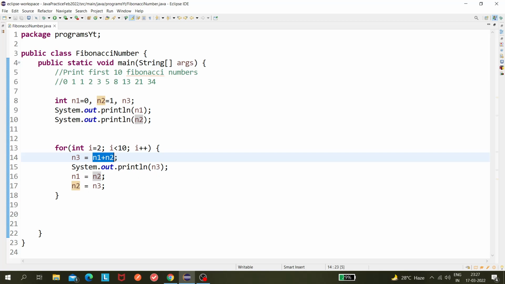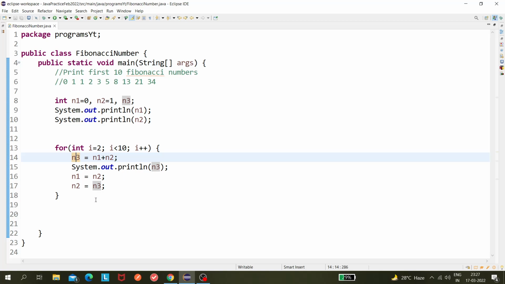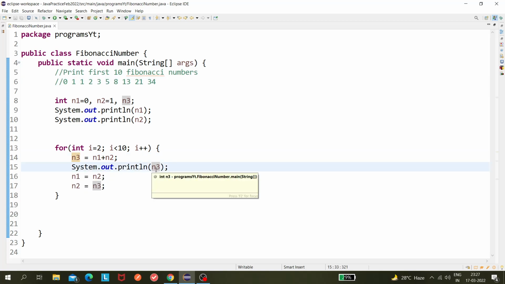Now n1 would be n2. Previously n1 was 1, and n2 is also 1, so n1 would be 1, and n3 would go to n2, so n2 would now be 2, because here n3 is 2. So now we have n1 and n2 as 1 and 2. In the next iteration, it would be 1 plus 2, n3 equals 3. So we got the fifth number, right? So here 3 would be printed.